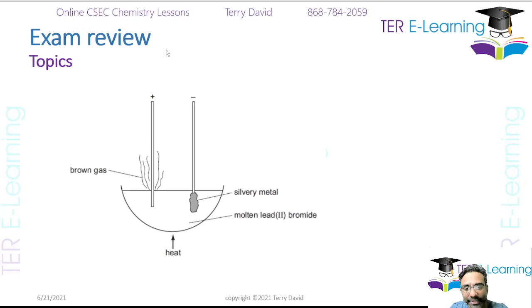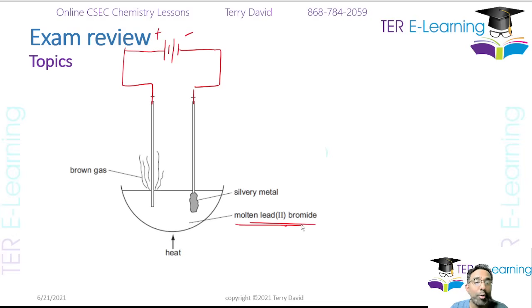So here's what's happening here. You need to understand when we do electrolysis on something called lead bromide, right? Lead bromide. So I'm just completing the circuit here. This is my positive terminal, negative terminal, and we are performing electrolysis on molten lead bromide.